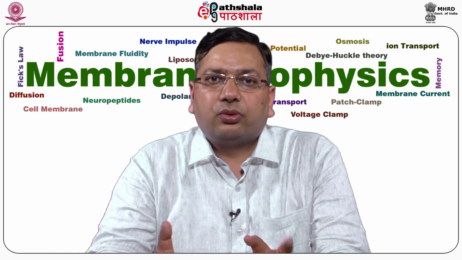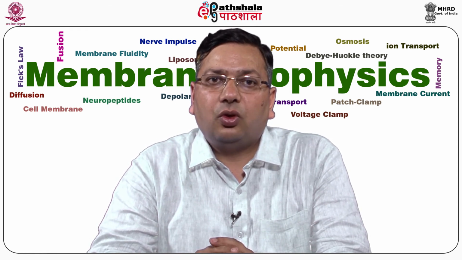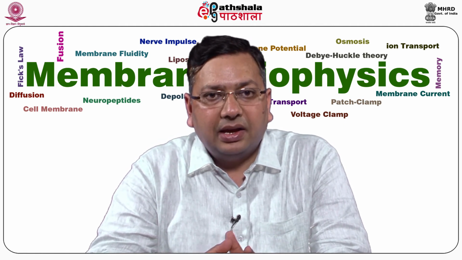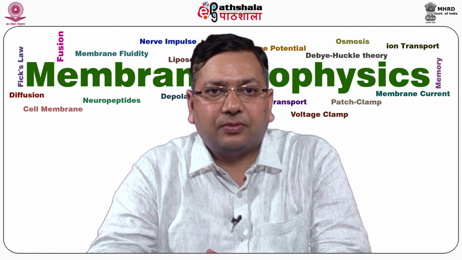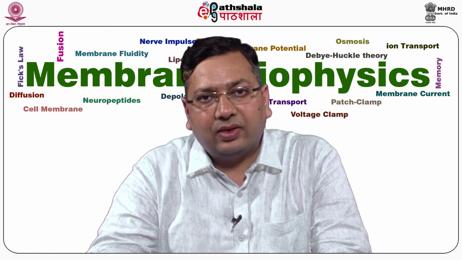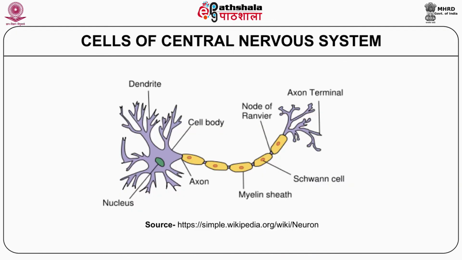Now, when we talk about cells of the central nervous system, the first primary cells are the neurons, and neurons are the basic functional unit of the nervous system. The neurons have three structures: one is the cell body, another is the axon, and lastly the dendrite. The cell body is mainly the processing center of the neuron. Dendrites are the branching extensions that conduct nerve impulses towards the cell body, and axons conduct nerve impulses away from the cell body.